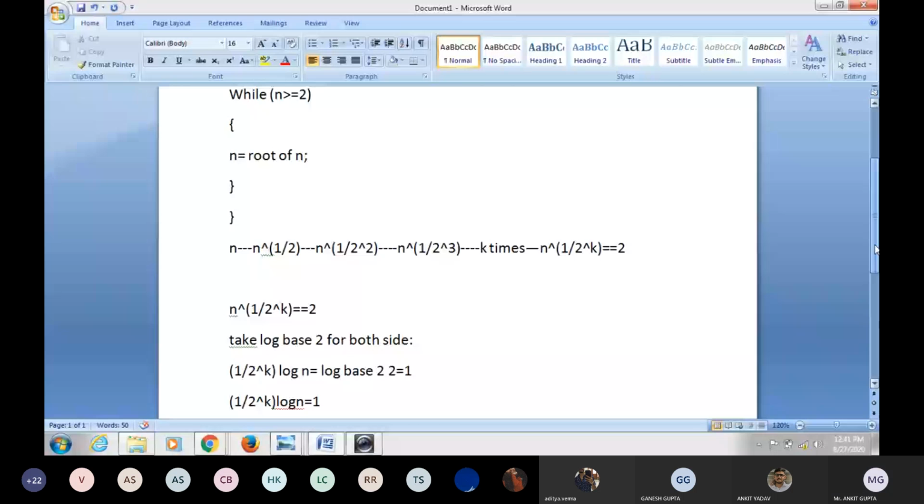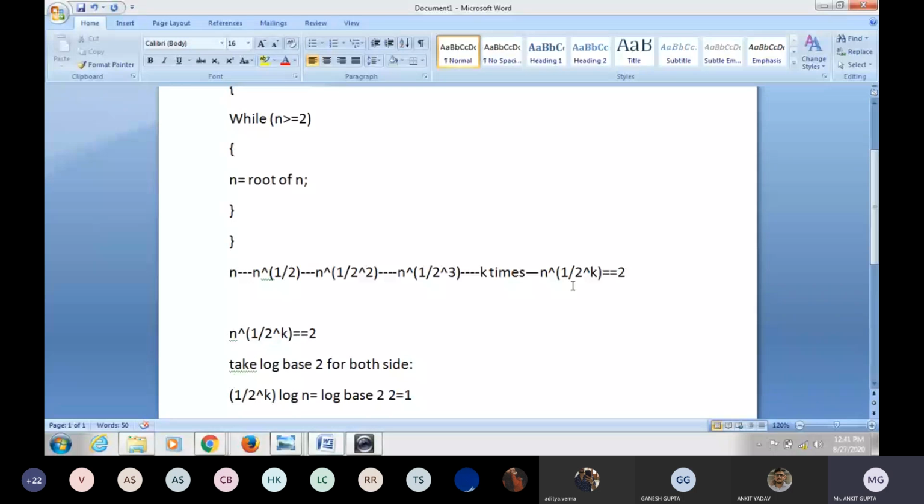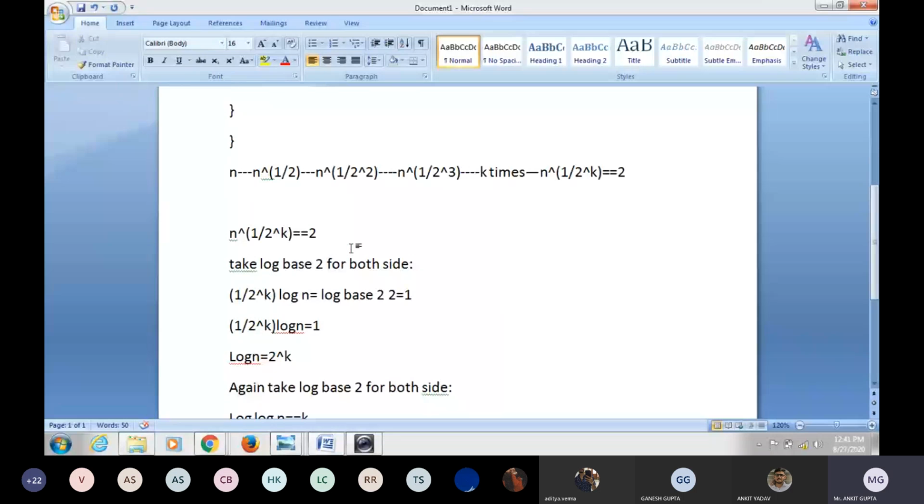n to the power 1 divided by 2 to the power k, and the condition is that it is 2. So I will write here 2. Fine. So I will write here n to the power 1 by 2^k is equal to 2. Getting? So what I have done now is taken log base 2 on both sides.